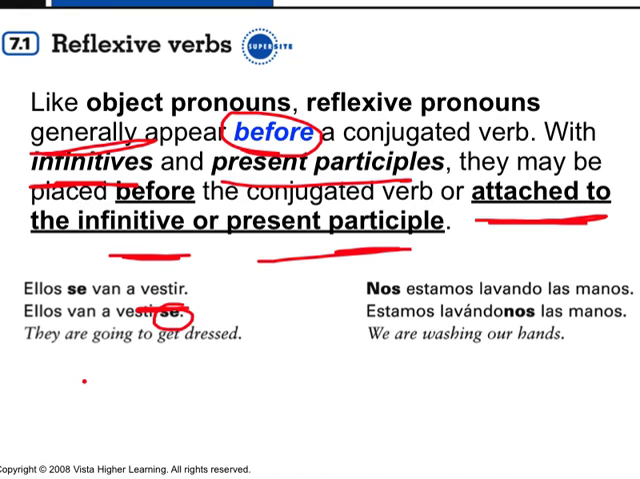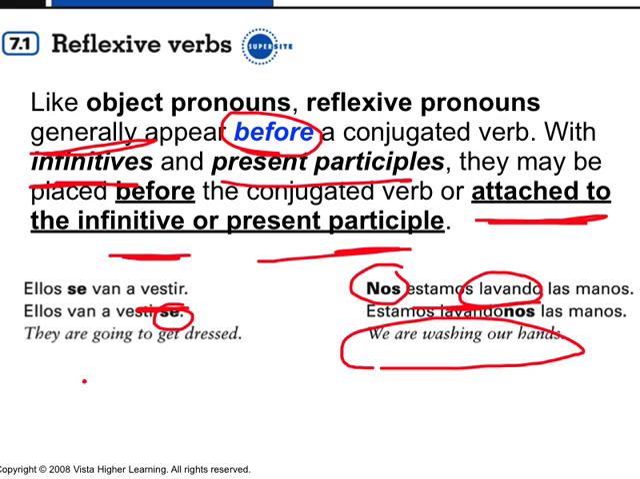And then we have a present progressive. We're using the present participle right there. Nos estamos lavando las manos. So you can put it before the verb form, which is estamos, but you can also attach it because lavando is a present participle, that's the ing. You can attach it by saying estamos lavándonos las manos. That's what we are doing. We are washing our hands.